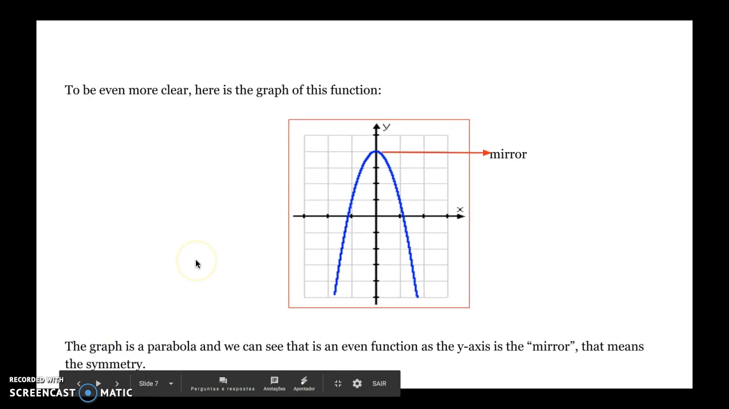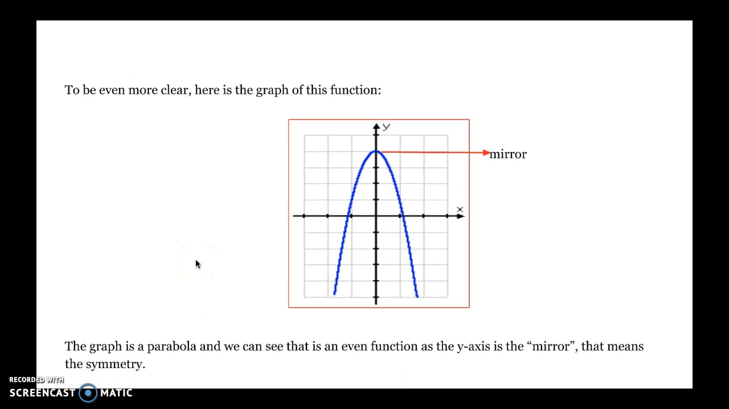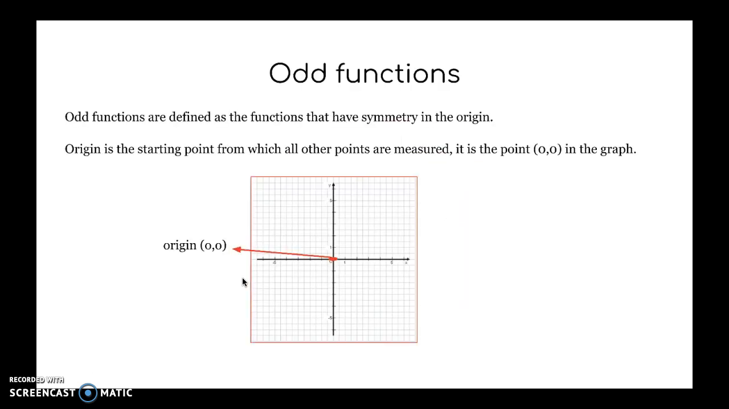To be even more clear, here's the graph of this function. So this is the graph of the function we just solved, and we can see that this is our symmetry, because this part is exactly the same as this part. So it is indeed an even function. So the graph is a parabola, and we can see that it's an even function as the y-axis is the mirror. That means the symmetry.